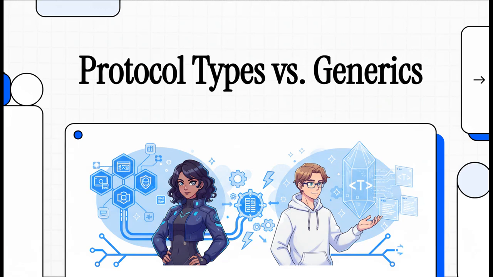All right, so if you're a Swift developer, you've probably wrestled with this. How do we write code that's super flexible and reusable? Well, Swift gives us two pretty powerful tools to get the job done. And today, we're going to put them head to head in a little showdown: protocol types versus generic constraints.